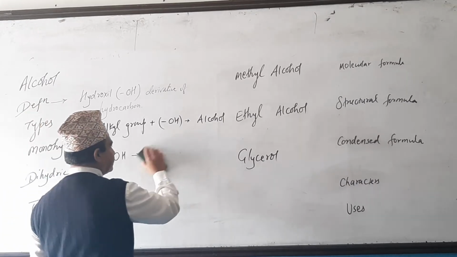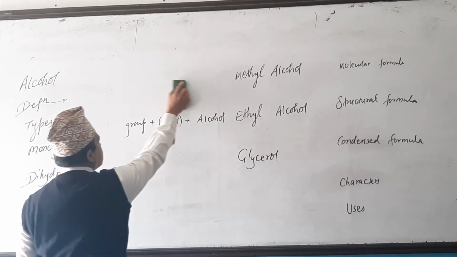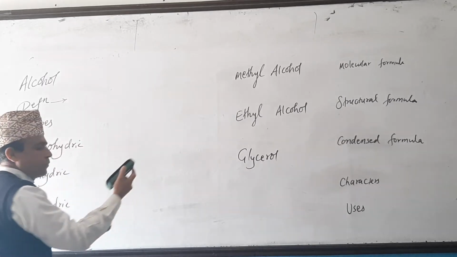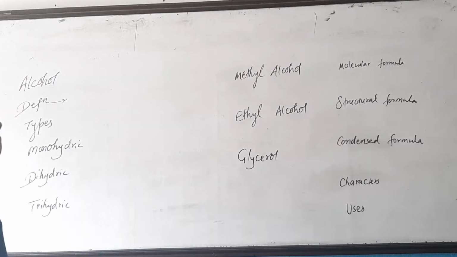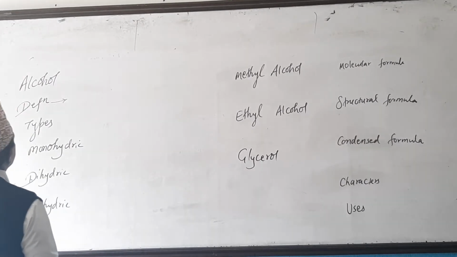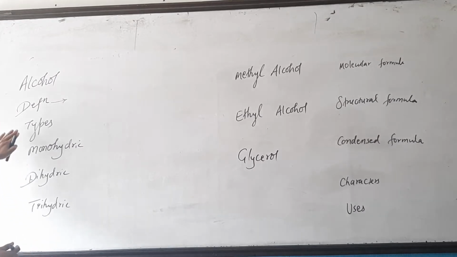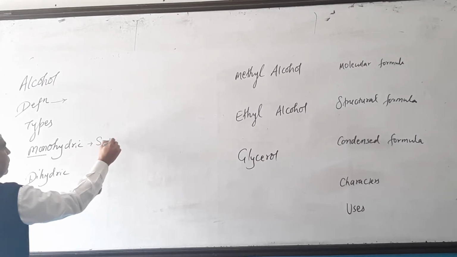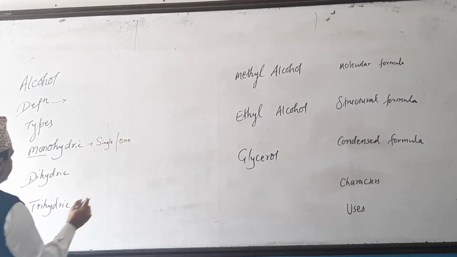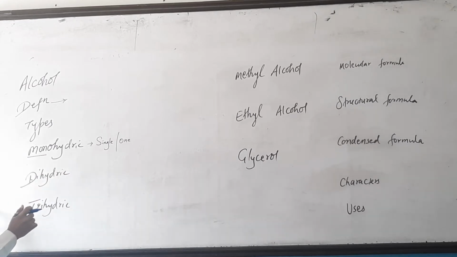So, students, OH is a functional group. Already we discussed functional groups. It shows the chemical behavior of an organic compound. So, OH denotes alcohol. How many types of alcohol are there? 3 types: monohydric, dihydric, trihydric. What is mono? Mono means single or one.